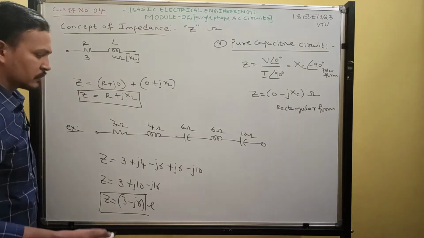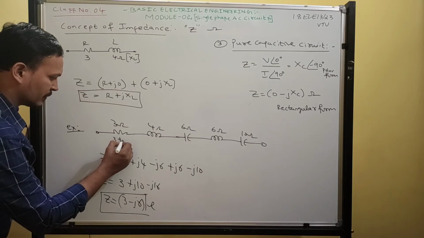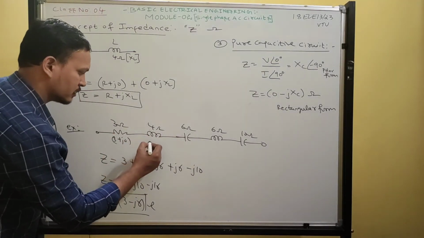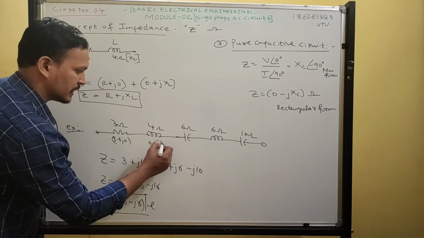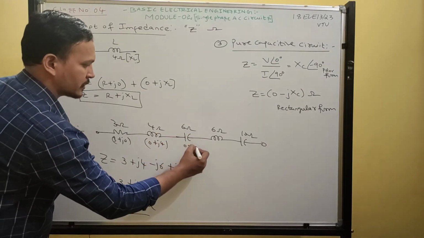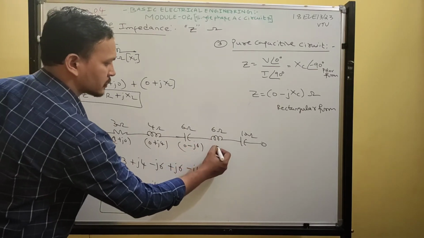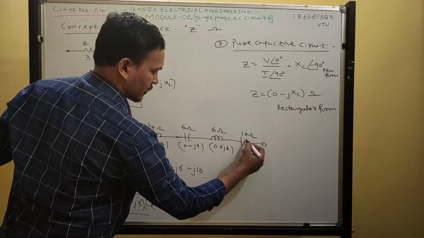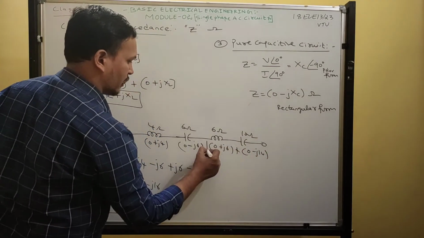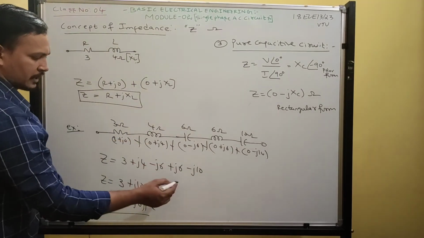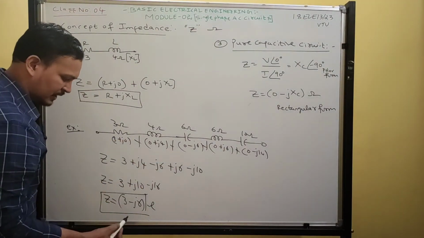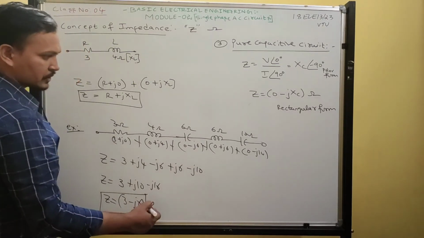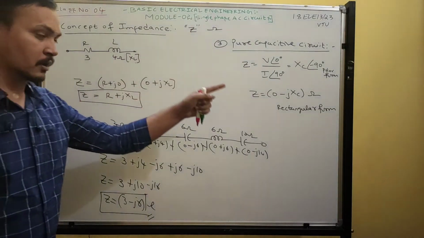Otherwise if you apply the concept, you should write here. This will be 3 plus J0, and for inductor and capacitor there is no real part, keep in mind. So 0, inductor plus JXL, plus J4. 0, capacitor minus J6. No real part, 0 plus J6, and no real part, 0, capacitor minus J10. Add all this. Further simplification, finally it is settled down at 3 minus J6. Okay guys, understood how to apply this logic and concept.